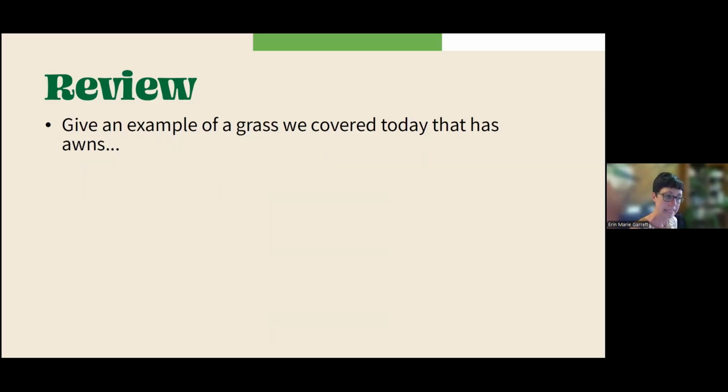Okay, how about awns? A grass with awns. We talked about a lot of them.